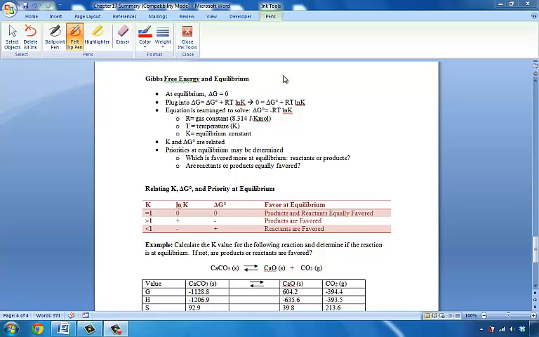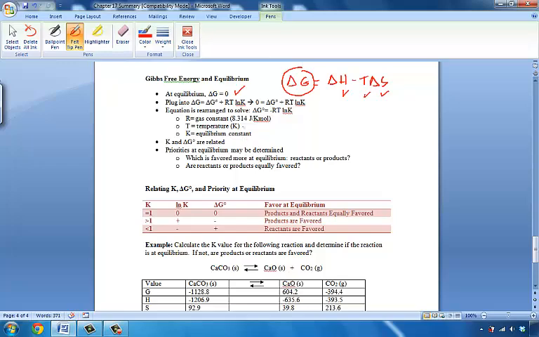We know that Gibbs free energy can be calculated using the equation ΔG = ΔH − TΔS. If you know your enthalpy, your temperature, and your entropy value, you can therefore calculate ΔG. Well, what is the relationship of Gibbs free energy at equilibrium? That's something that we can definitely relate. ΔG at equilibrium is actually 0.